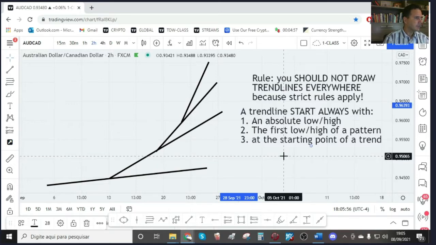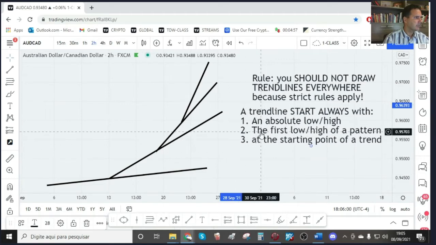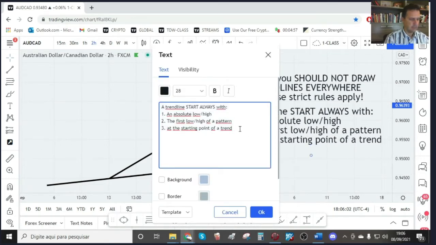Or maybe it's a lowest low or highest high. Well, we can add this. Number 4, lowest low or highest high.